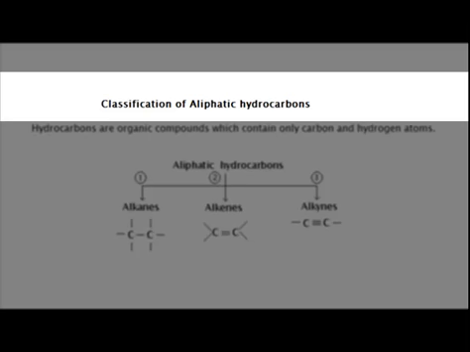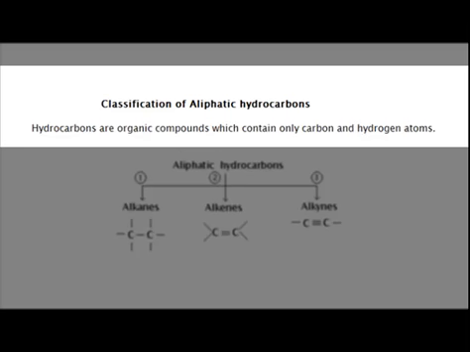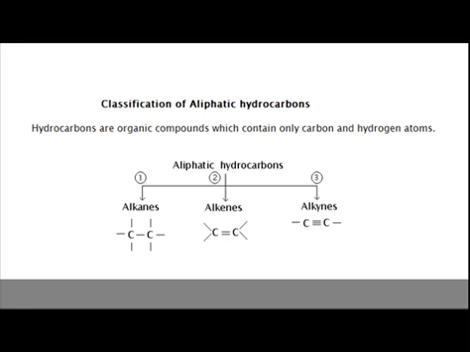Classification of aliphatic hydrocarbons. Hydrocarbons are organic compounds which contain only carbon and hydrogen atoms. They are alkanes, alkenes and alkynes.